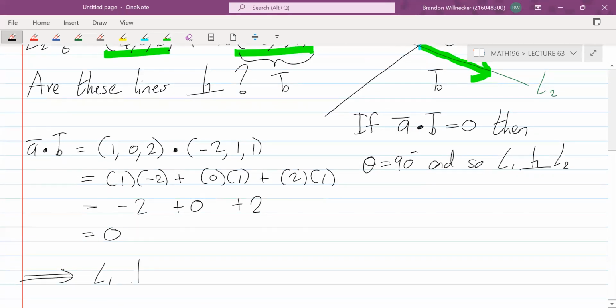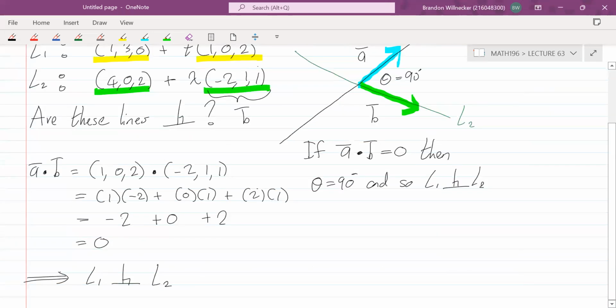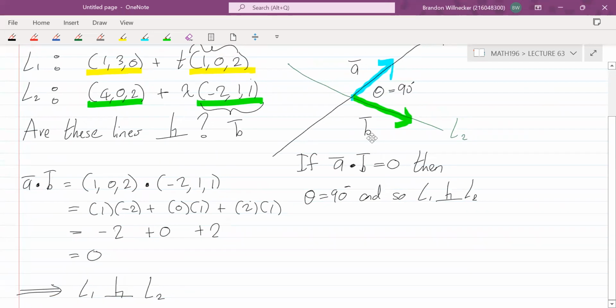Therefore, L1 is perpendicular to L2. Okay, because the angle between them is 90. Okay, any questions on this example?